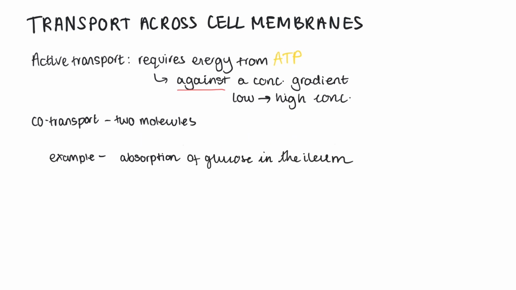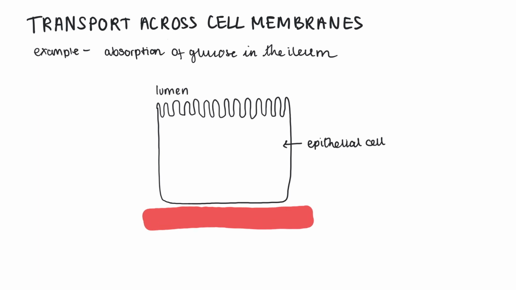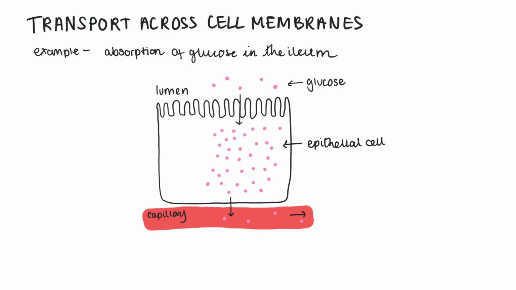So what I'm drawing here is an epithelial cell. On one side of it, we have the lumen of the ileum, and on the other side, we have a capillary. Now, we are trying to absorb glucose from the lumen into the epithelial cell and therefore into the capillary. So we're going to have a really high concentration of glucose in the epithelial cell so that it can move down a concentration gradient into the capillary. So firstly then, how do we get this glucose from a low concentration in the lumen to the epithelial cell? Well, we're going to use a carrier protein. We could just actively transport glucose, but we make things a little bit more complicated.